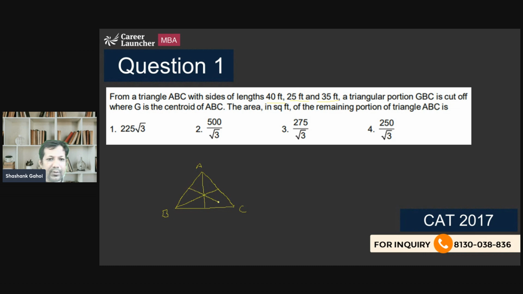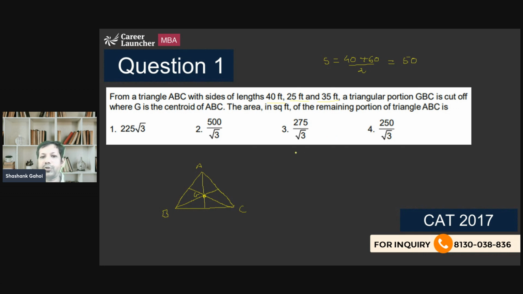So this is 5 into 5, 5 into 7, 5 into 8. It doesn't form right angle triangle. So basically I need to find out the area of this triangle first. This is G. So basically what is the area? So first of all, I'm going to calculate S. What is S? S is going to be A plus B plus C divided by 2. So that is going to be 40 plus 25 plus 35 means 100 divided by 2. So basically S comes out to be 50.